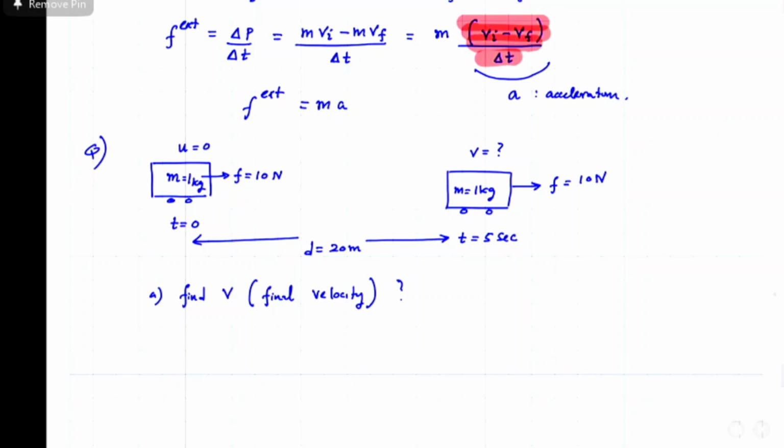This moves to this location where the distance is 20 meters. The final velocity at that instant you don't know. That is what you need to find. Mass is 1 kilogram. The force is still a steady uniform force. You are still cruising, right? What you have to find is the final velocity. Okay, try that.